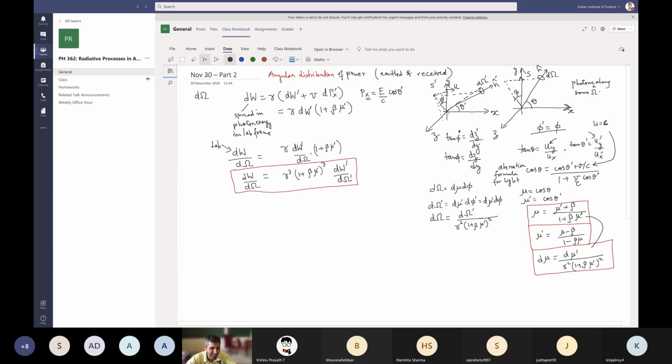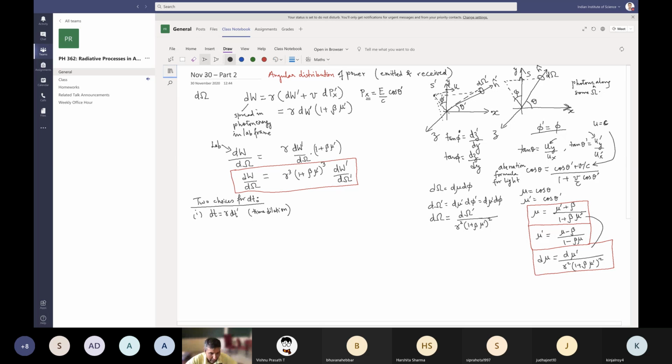What about power? This is just the energy spread within solid angle omega, so we have to divide this by some time. There are two choices for dt to divide this by. One is dt equals gamma dt prime. This is the usual time interval measured in the lab frame. This is just Lorentz time dilation.